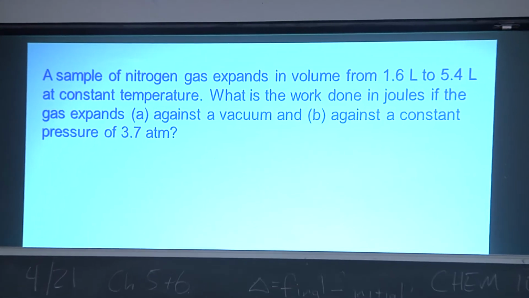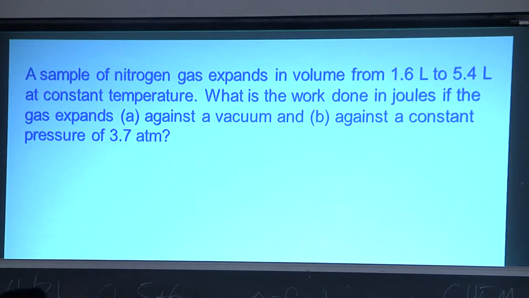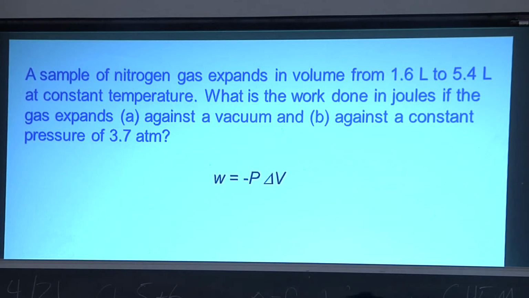A sample of nitrogen gas expands in volume from 1.6 liters to 5.4 liters at constant temperature. What is the work done in joules? This is something we haven't really talked about yet. But what is the work done if the gas expands against a vacuum, or against a constant pressure of 3.7 atmospheres? So work we know is negative P delta V.